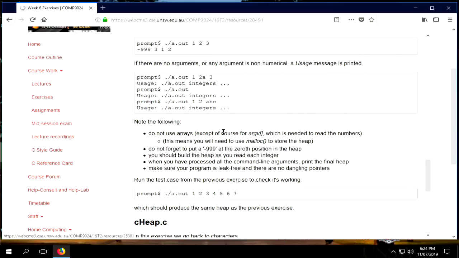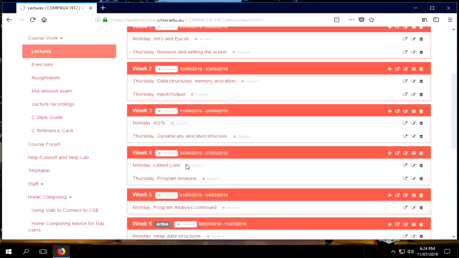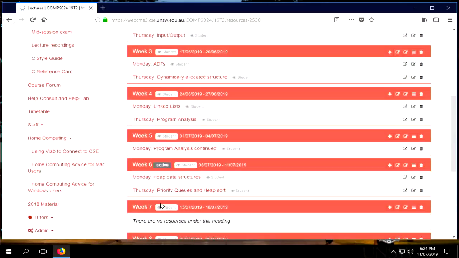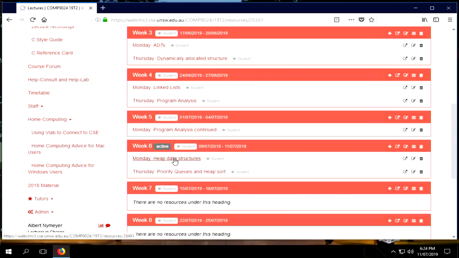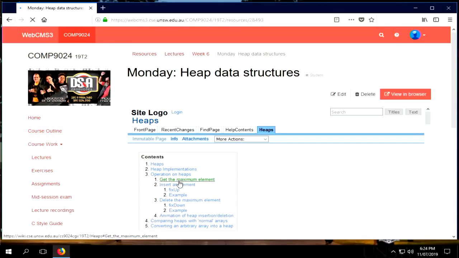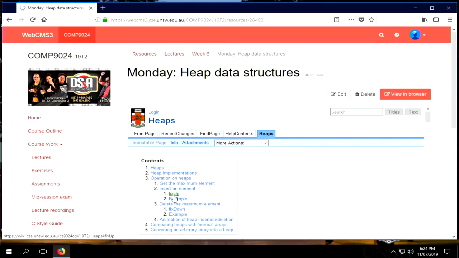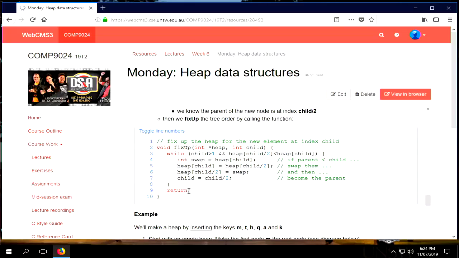I go to the lectures quickly. Can I get back here? I think I can get back here. We can do this pretty quick. When I go and have a look at my, which lecture was it? Heap data structures. And I look at fix up. This is what it's all about. Fix up does everything for us. Fix up is gold.